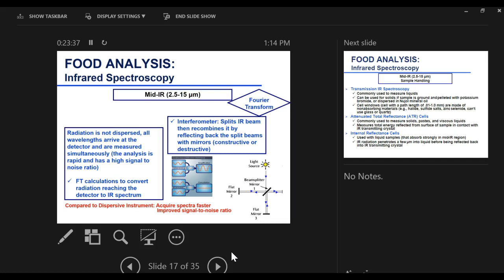And this increases the sensitivity and increases the specificity of the method of the detection or the spectra or the fingerprint of your analyses. And it improves the signal to noise ratio. So it's highly sophisticated instrumentation compared to the dispersive instrument.